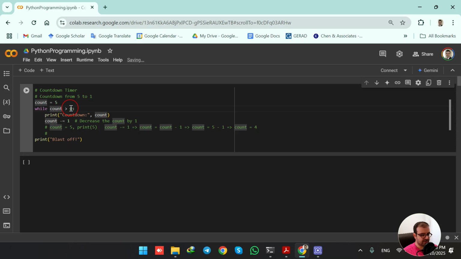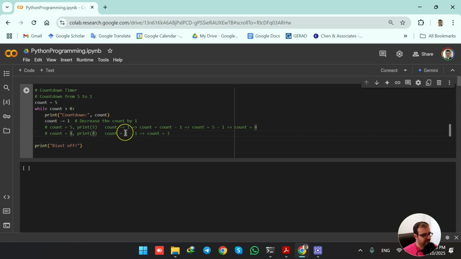4 is larger than 0. Yes. So count equals 4. So it prints 4, and now count equals 4 minus 1. Therefore count equals 3. Why? Because it was 4 already in this equation here. It was already 4 from the previous iteration minus 1, which is here. 4 minus 1, now count equals 3.